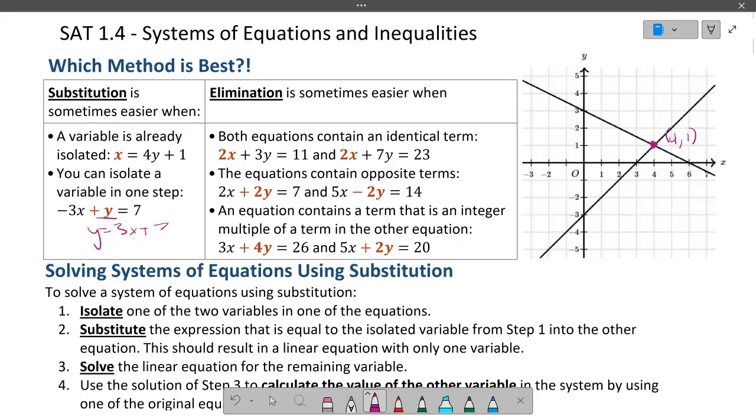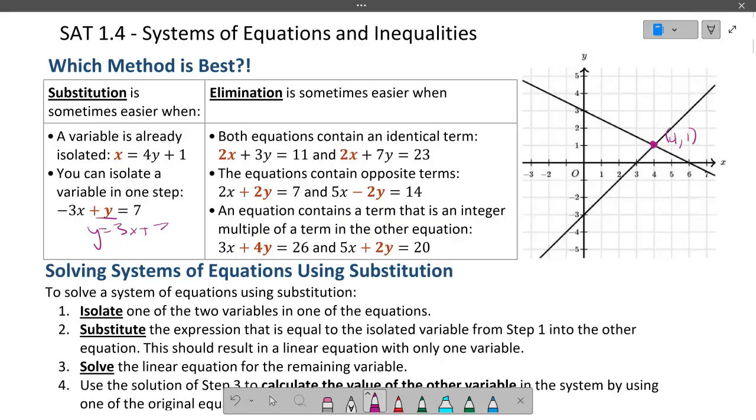So if one of the variables is isolated or very, very close to being isolated, substitution is often going to be faster. If not, then typically elimination is going to be our best bet. Elimination is great when all of our variables have a coefficient. If every single variable has a coefficient, typically elimination is going to be a cleaner process. Especially when two of the terms are the same or opposites, because then we could either subtract or add the equations together to eliminate that variable.